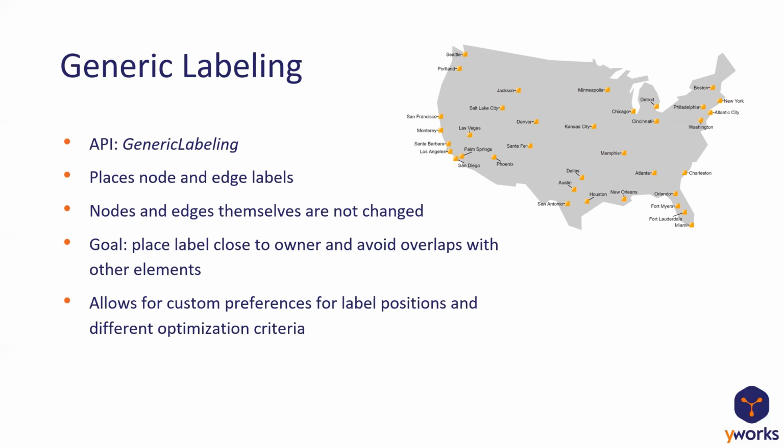And here we see an example on the slide where we have a graph that resembles a kind of map. We have only nodes and labels that are describing the nodes. This would be a use case if you want the generic labeling to place your node labels such that node labels do not overlap other node labels and they do not overlap other nodes.